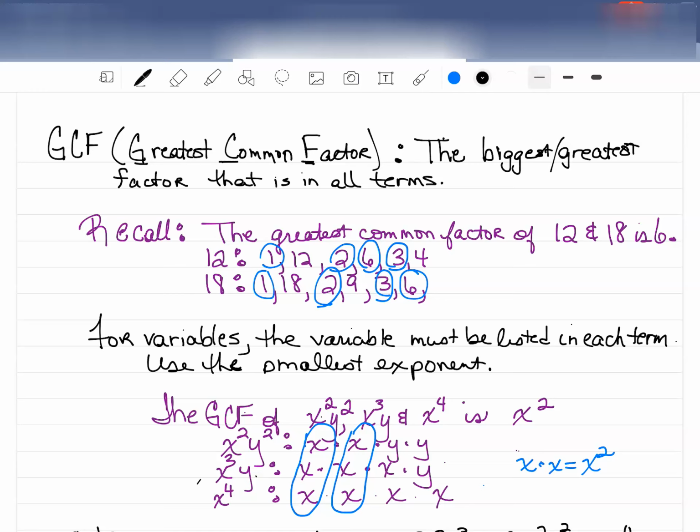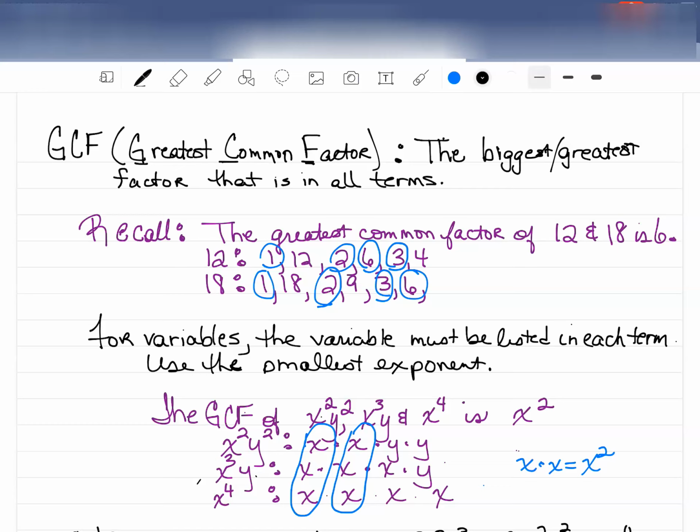So let's study the greatest common factor and factoring out the greatest common factor. So I already have some notes kind of written on the screen. So pause the video so that you can write those notes down.